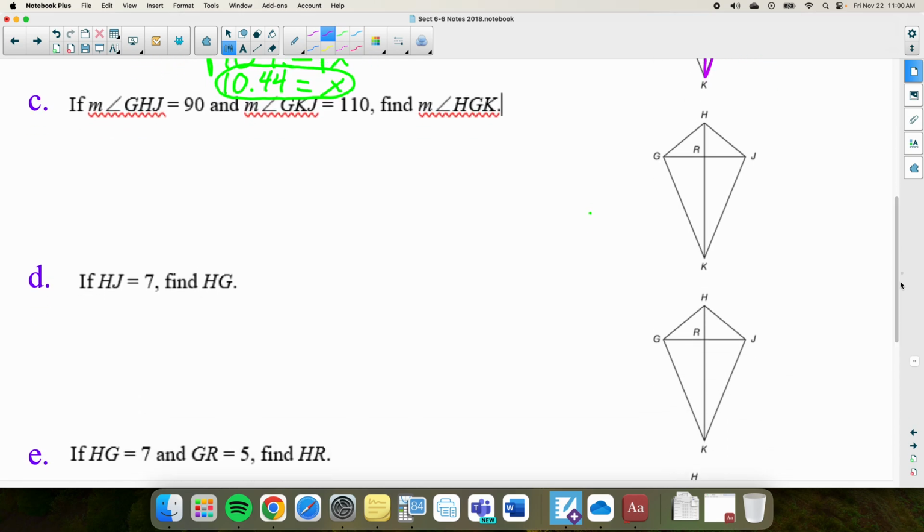Okay. Now if I look at C, it says GHJ up here is a 90-degree angle. And then GKJ down here is 110 degrees. And they want us to find HGK right here, this angle. Okay? Now, I was telling you guys that only one pair of opposite angles in a kite are equal. And if you guys look at this, you can tell these are the 2 sides that would be congruent, and these are the 2 sides that would be congruent.